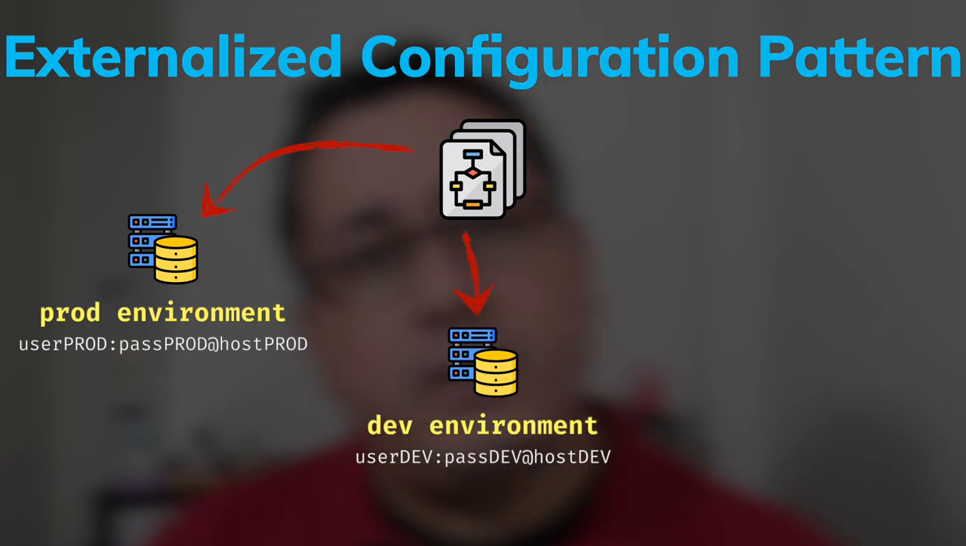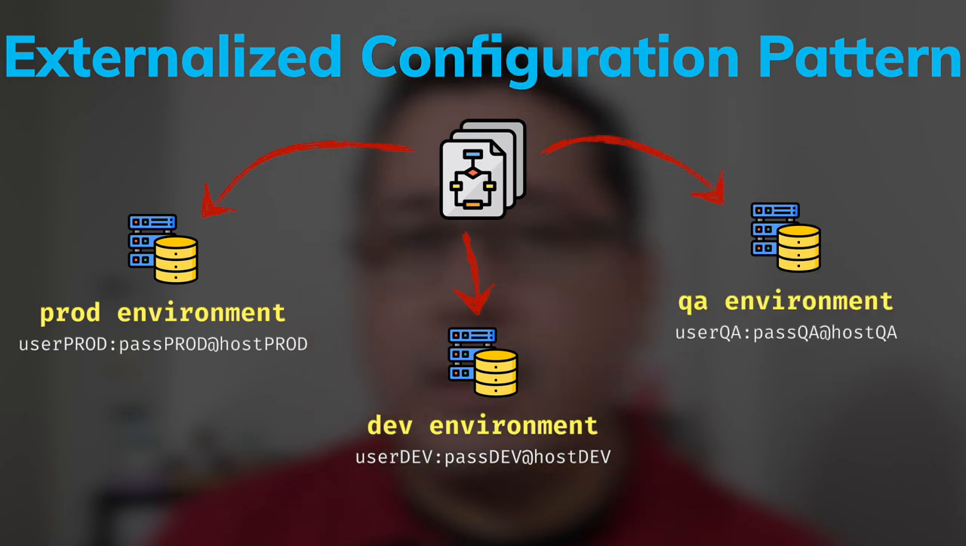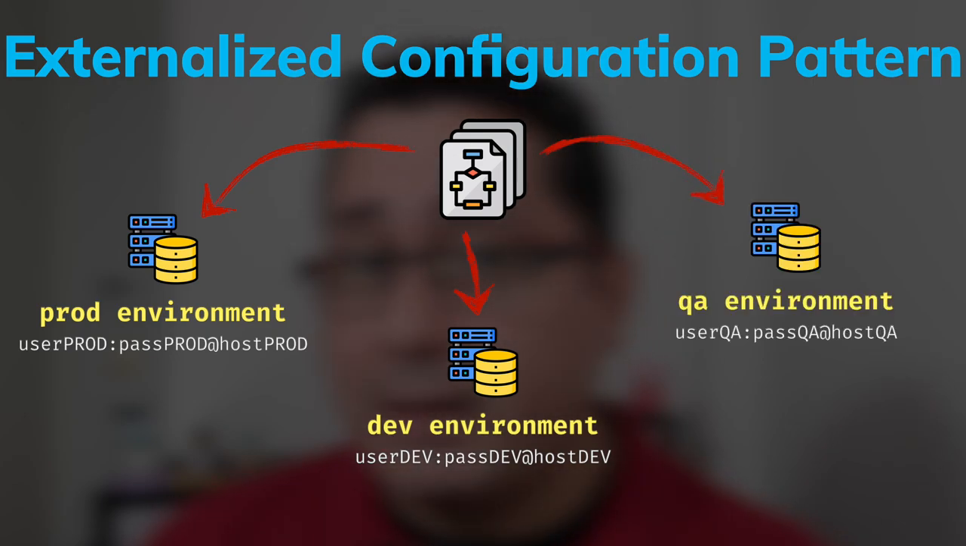In the context of this video, I will show you different ways to define configuration options that we can use as an input for our application, and more importantly, how we can use the externalized configuration pattern with an example in Go. So let me show you the code.